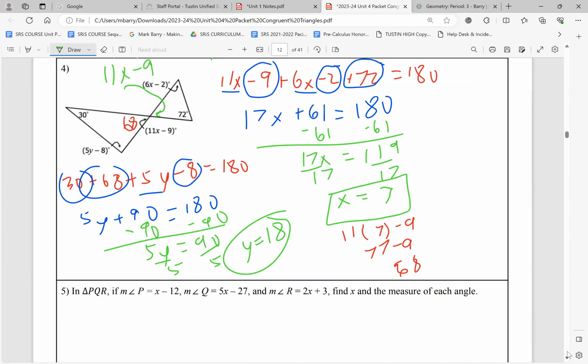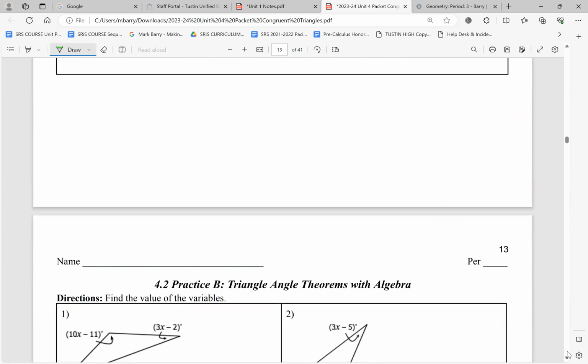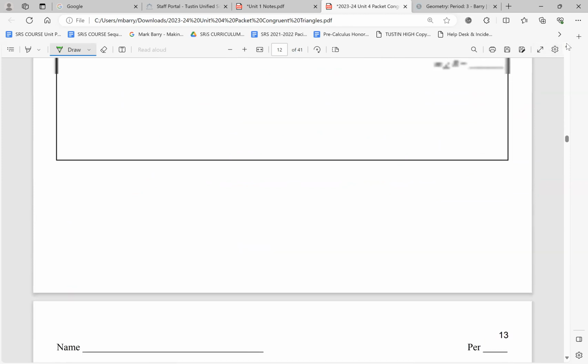All right, let's move on to our next one here. Is this our last one? It is, and then we'll be able to start our formative.